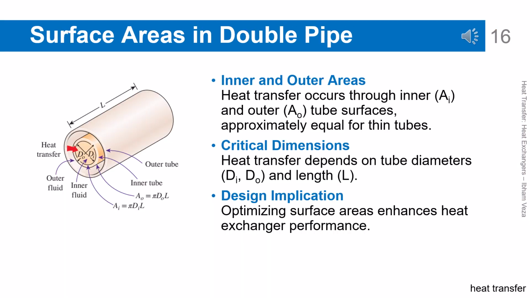Heat transfer surface areas in double pipe heat exchanger. Heat transfer occurs through the inner and outer surface areas of the pipe. For thin-walled pipes, these two areas are approximately equal. Geometric parameters such as inner diameter, outer diameter, and pipe length strongly determine the device performance. Heat exchanger design often aims to maximize the effective surface area. This concept shows the direct relationship between geometry and thermal performance.